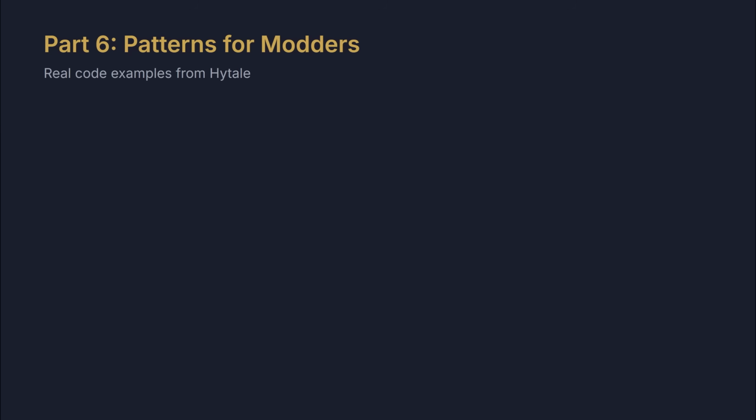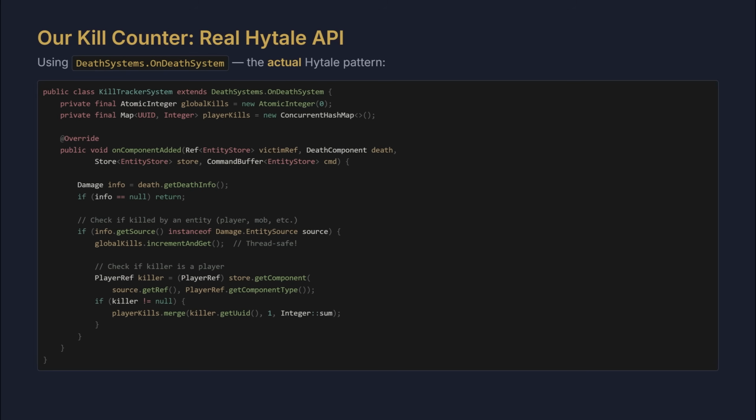So let's look at some real examples from Hytale. Our kill counter with the real Hytale API would look like this. We have a KillTrackerSystem, which extends DeathSystem.OnDeathSystem. We define inside the KillTrackerSystem an AtomicInteger and a new ConcurrentHashMap, and we override the onComponentAdded method. You see, entity components, if something happens, a component is either added or removed. We can listen to that onComponentAdded event and look for the death component, and if it exists, then we know the player got killed.